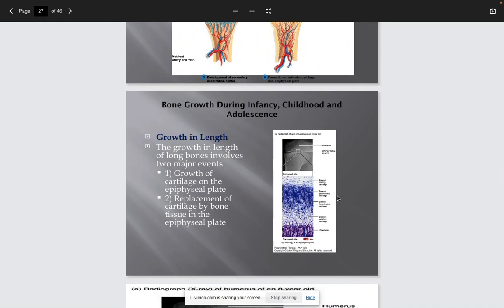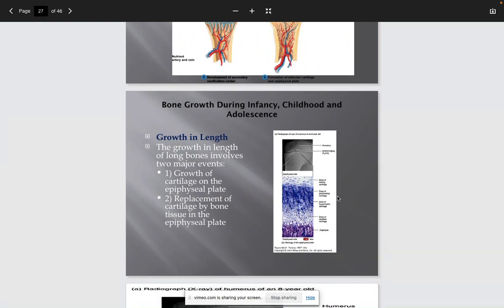So the growth in length of long bones involves two major events, and I think it would be important for you to know where this occurs and what's happening. So, growth of cartilage on the epiphyseal plate. Again, epiphyseal plate is just another word for the growth plate. And then you have replacement of this cartilage by bone tissue in the epiphyseal plate.